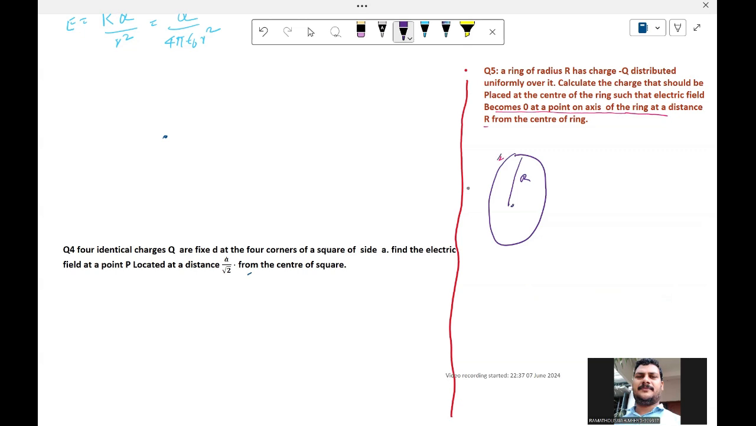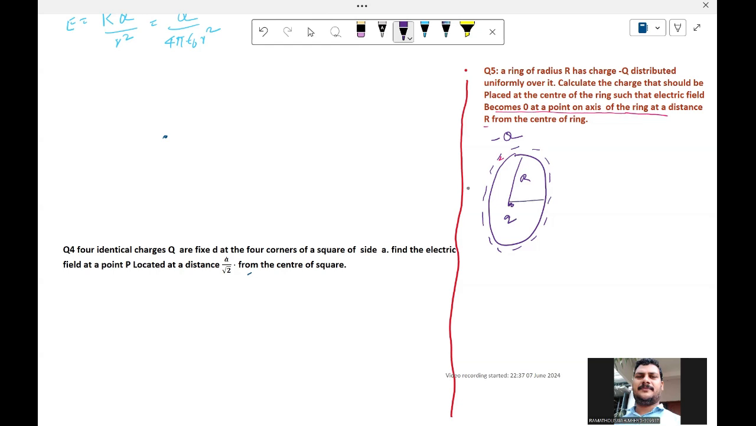So it is negative charge. The charge is uniformly distributed negative charge, minus Q, distributed over the ring. So here, same. How much charge Q do I want to place at the center?